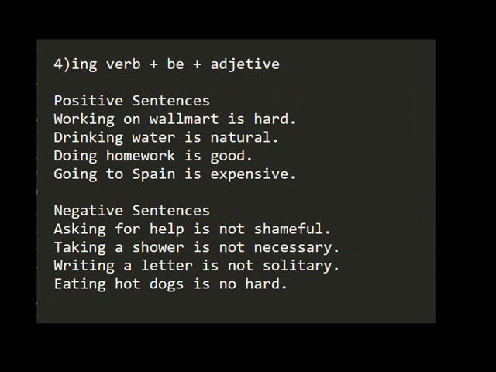And there is one more way of using the verb to be. This is for speaking about actions, for saying something about doing something. Its formula is a verb in ing form plus the verb to be conjugated plus an adjective. Let's take a look at the examples.